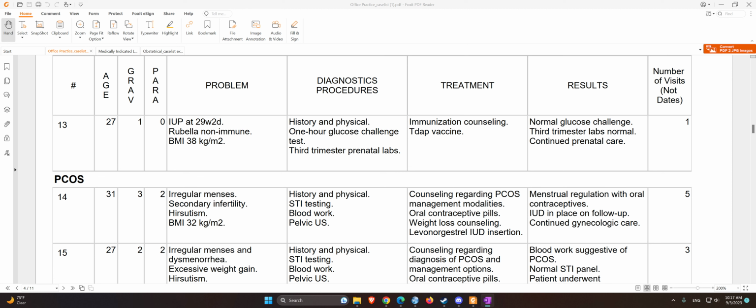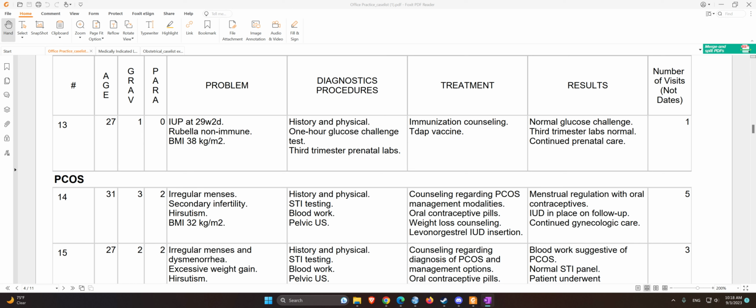All right, let's see, patient 13. So you gave patient Tdap during her pregnancy. Let's just say this patient is not pregnant, and she doesn't know if she had Tdap before. Would you offer her Tdap? Yes, I would. Depending on when she last received the booster, like you said, if she doesn't know if she ever had it, then I would vaccinate her.